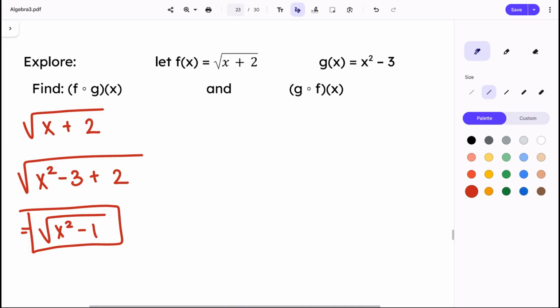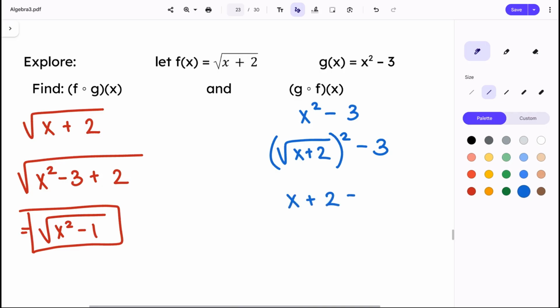Okay. Over here on the other side, you're switching it. You're doing g of f. So you're going to start with x squared minus 3. What is this one going to look like? What are we plugging in for x? Square root of x plus 2, squared, minus 3. Okay, now this one kind of already has it built in. We have a square root, but it's being squared. What happens with those? It cancels. So the x plus 2 is going to just pop out, and then we still have minus 3. So what do we have left? X minus 1. Good, x minus 1.